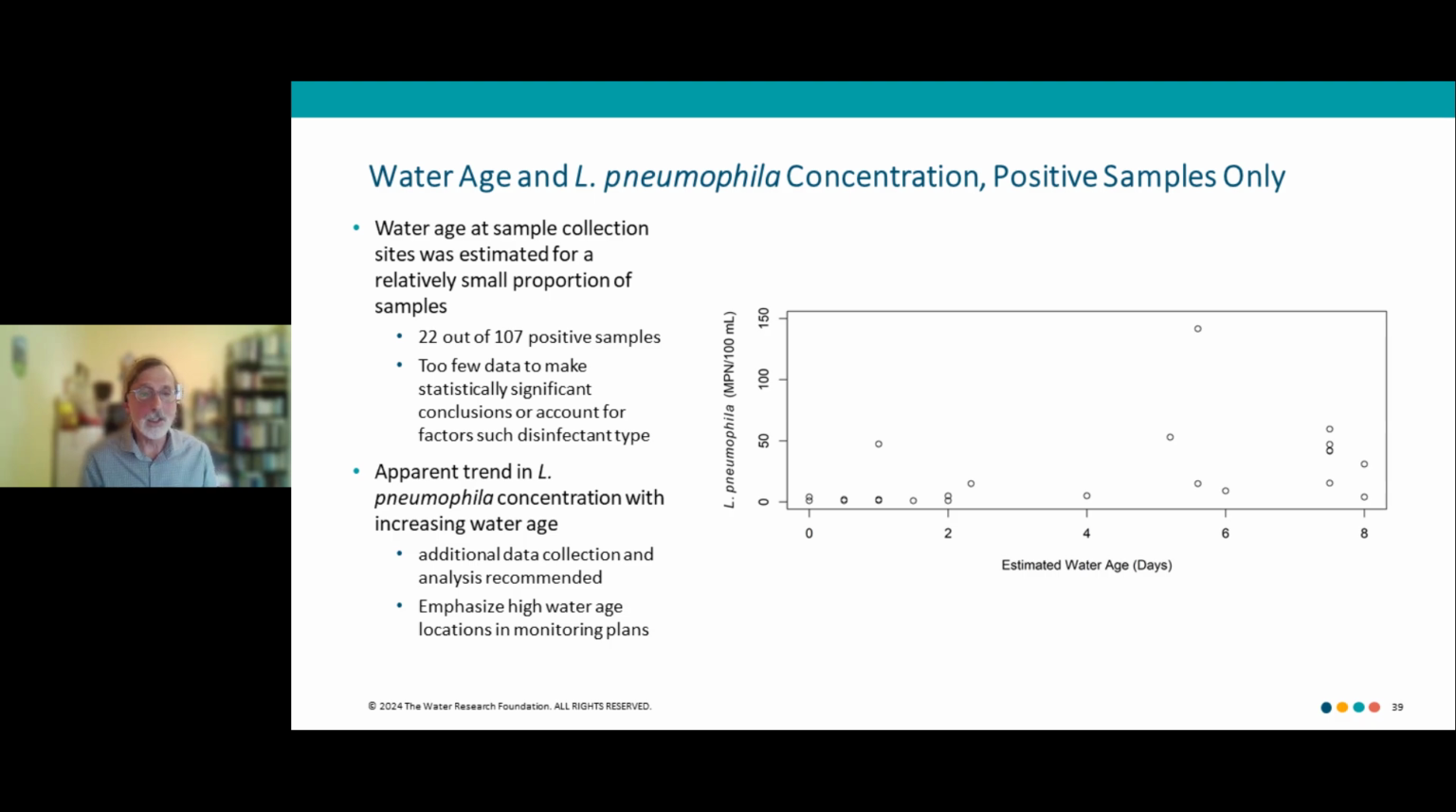Water age and Legionella pneumophila concentration. The plot on the right shows the Legionella pneumophila concentration in MPN per 100 milliliters, because the Legion Alert assay is 100 milliliters that is assayed. You can see for only positive samples, the estimated water age is on the x-axis, and the concentration of Legionella in the positive samples is on the y-axis.